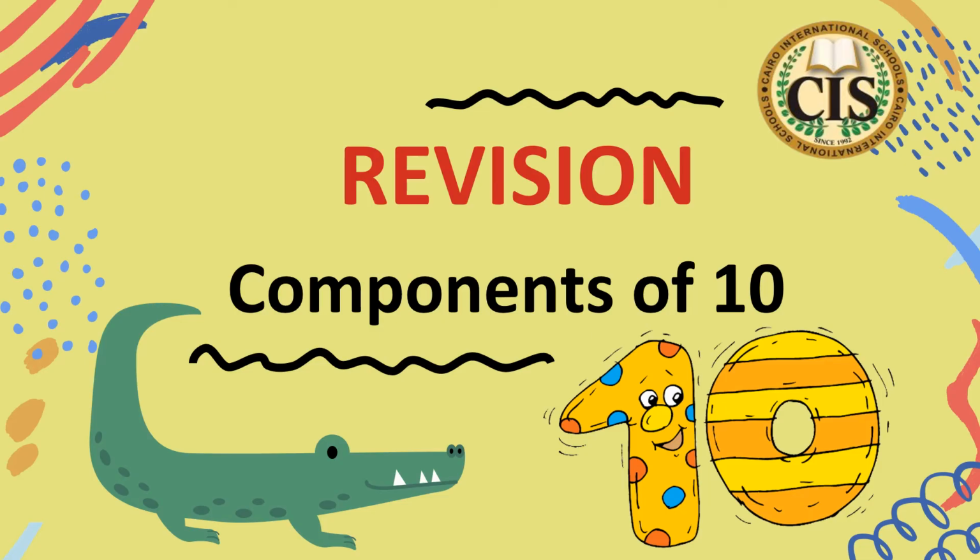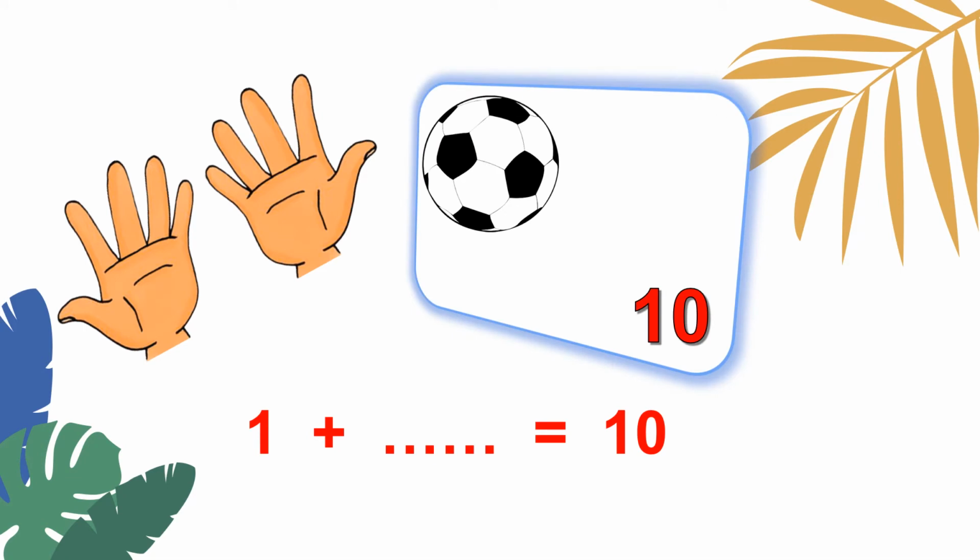Now we are going to make a revision about components of 10. Let's start our topic about components of 10, kids. Here, if we count our fingers 1, 2, 3, 4, 5, 6, 7, 8, 9, 10. So we have 10 fingers. Now I want to ask you, 1 plus what equals 10? If I have one plus what gives me 10?